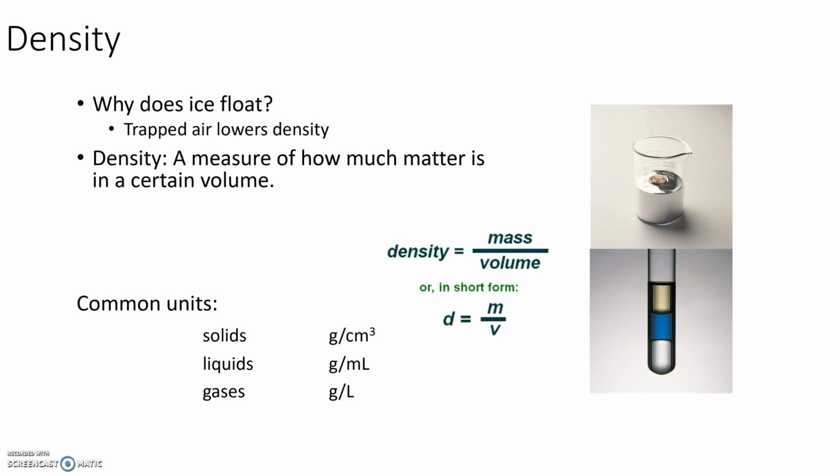So density is a topic that isn't covered extensively in our textbook, but I think it's an important topic for us to understand. It's something that you do encounter in your everyday life. Density is used to explain why ice floats, or why one substance floats on top of another substance. Density is a measure of how much matter is in a certain volume. So the measure of density is mass divided by volume.